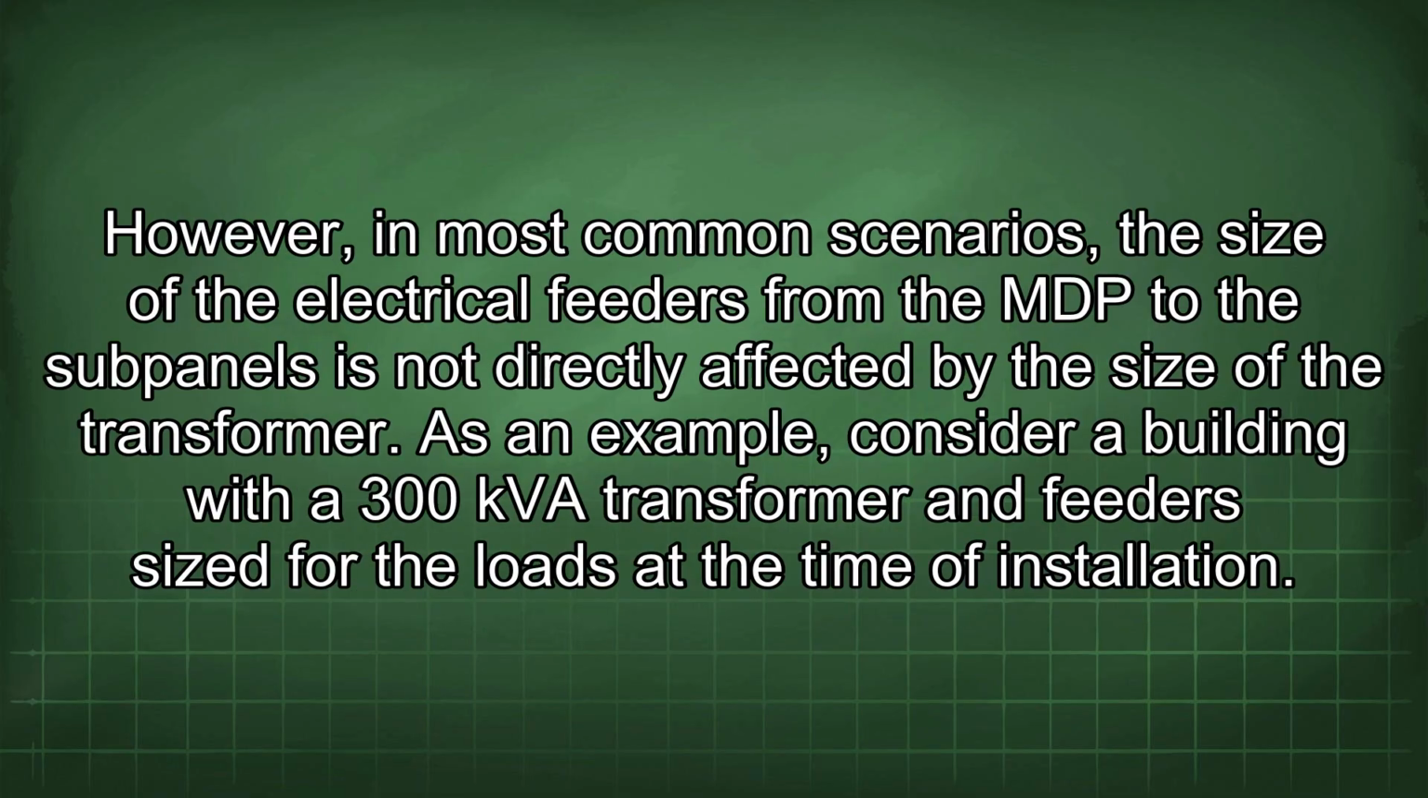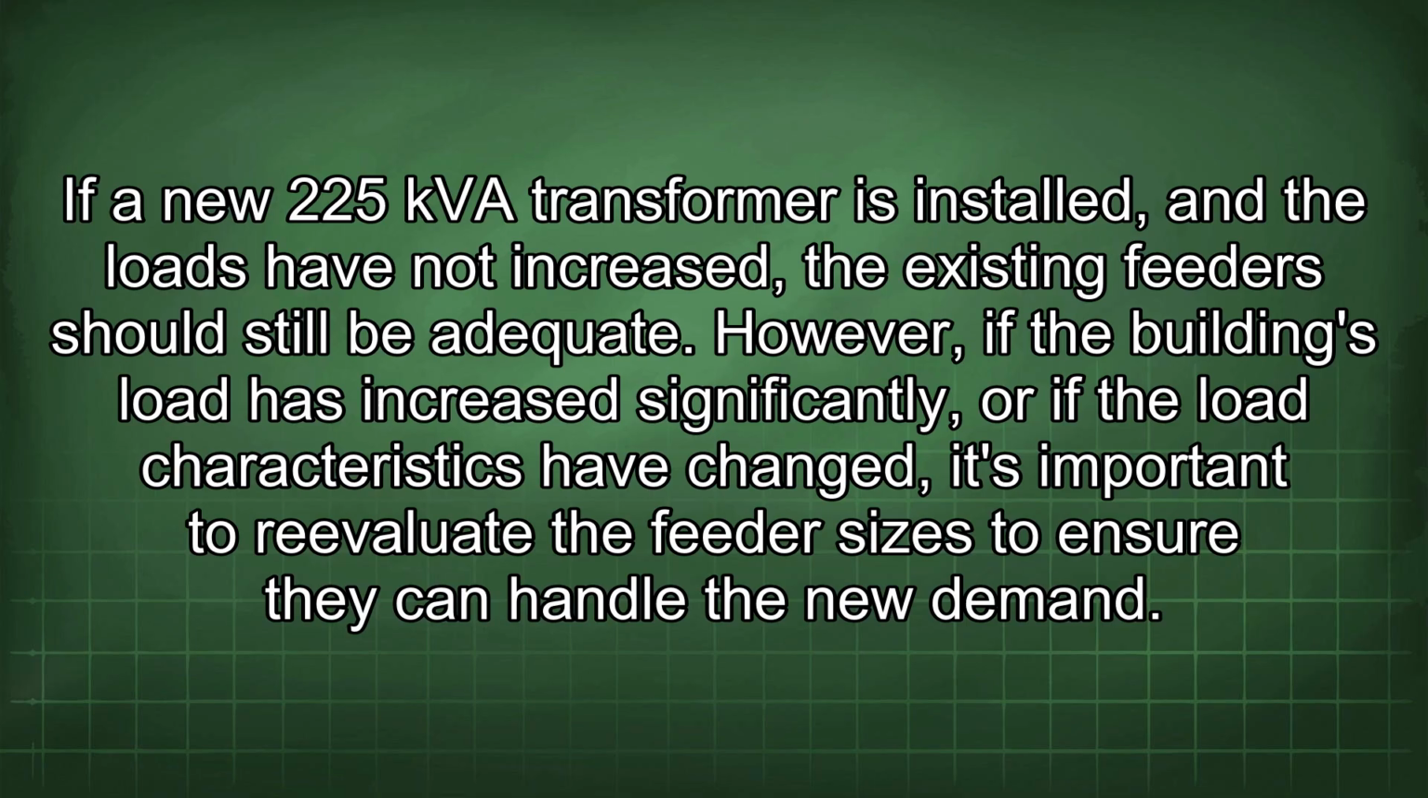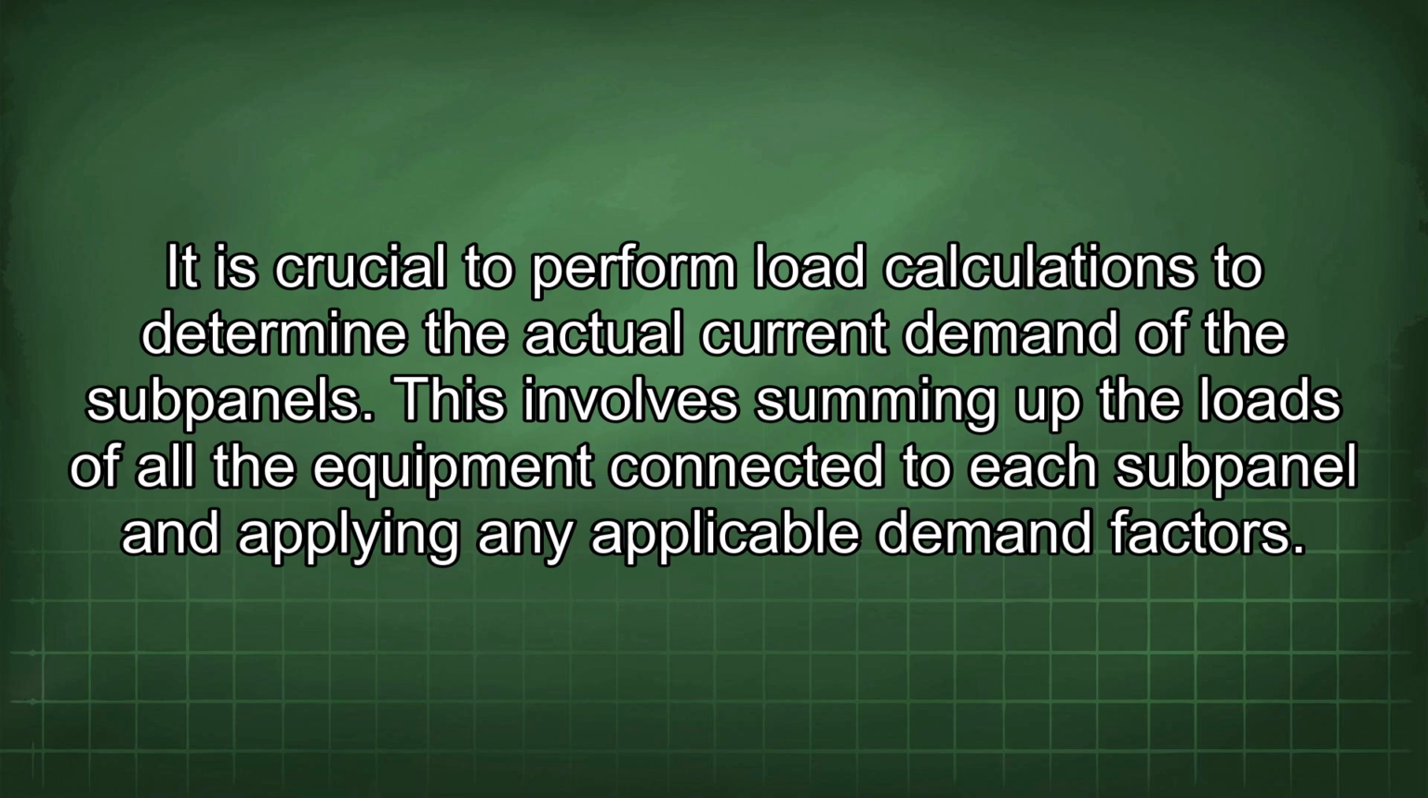However, in most common scenarios, the size of the electrical feeders from the MDP to the subpanels is not directly affected by the size of the transformer. As an example, consider a building with a 300 kVA transformer and feeder size for the loads at the time of installation. If a new 225 kVA transformer is installed, and the loads have not increased, the existing feeders should still be adequate. However, if the building's load has increased significantly, or if the load characteristics have changed, it's important to reevaluate the feeder sizes to ensure they can handle the new demand. It is crucial to perform load calculations to determine the actual current demand of the subpanels.